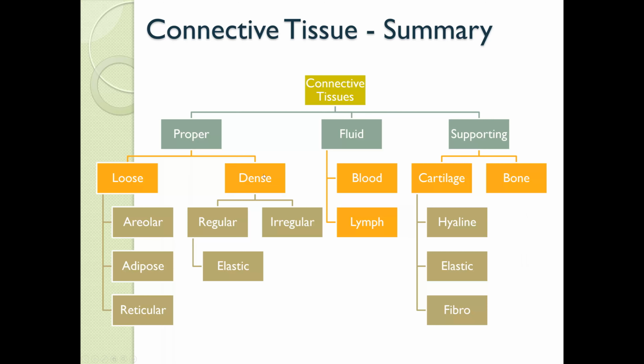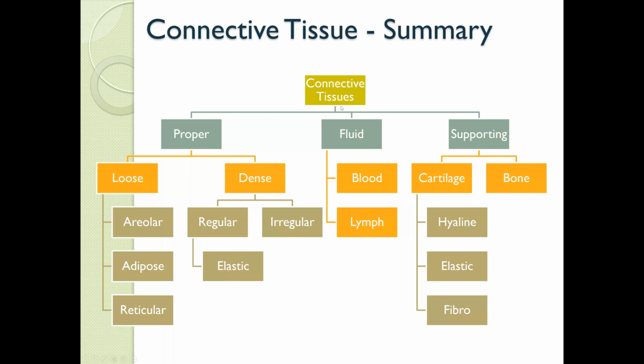Your dense connective tissues can be divided into regular and irregular. With regular, the fibers are all parallel to each other. In irregular, the fibers run every which way. And then there is a subtype of regular dense connective tissue called elastic tissue, in which the collagen fibers have been replaced with elastic fibers, but they're still running parallel to each other.